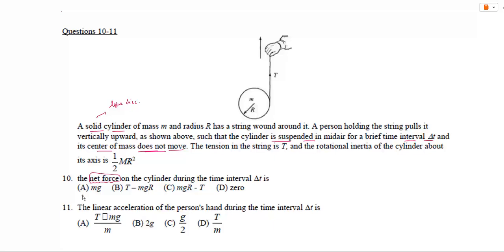So what is the net force that is acting? The cylinder is suspended in mid-air. Yeah, it does not move. So this means what? The sum of force is 0. Okay. When the sum of force is 0 means what?